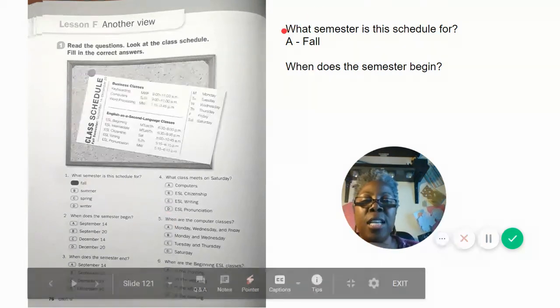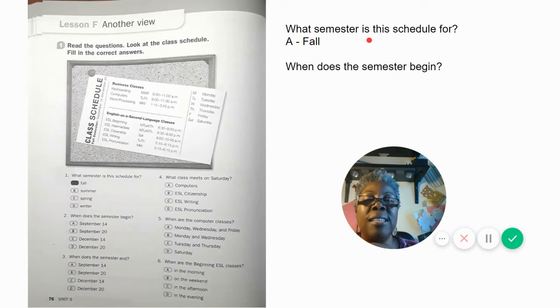So the first question is, what semester is this scheduled for? And the first one's already been answered for us. A, fall. And we know that because it says here, fall semester. Okay, what semester is this scheduled for? Fall, A. Next question, when does the semester begin?